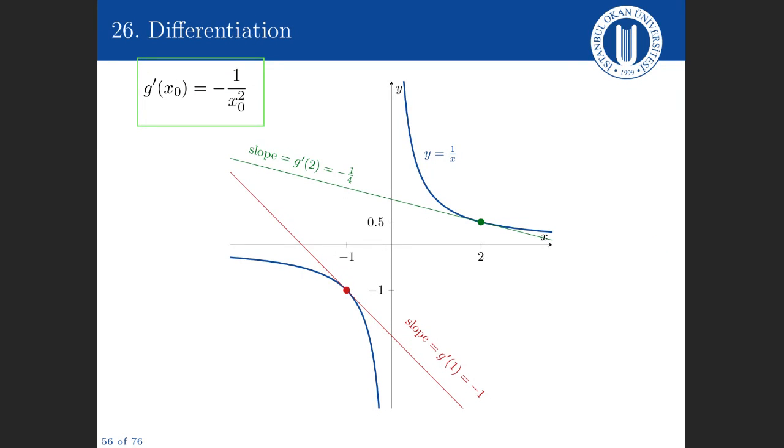The picture looks like this. When x0 is 2, the slope, or the derivative at 2, using the formula, is minus a quarter. When x0 is minus 1, the slope, or the derivative, is equal to minus 1.